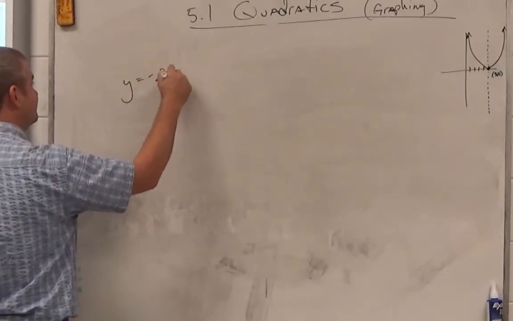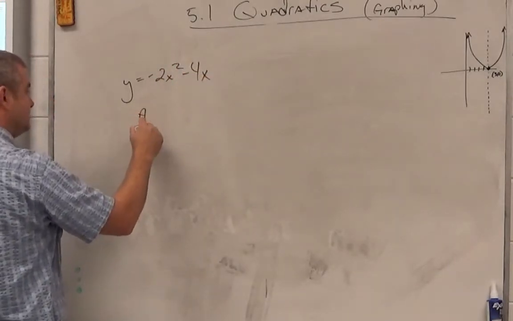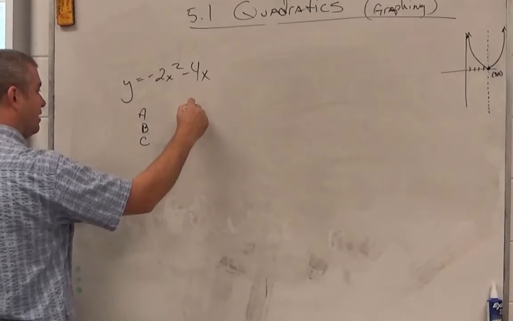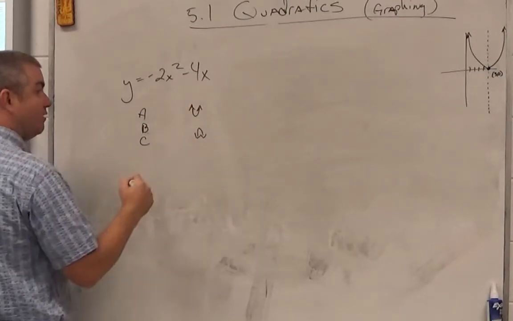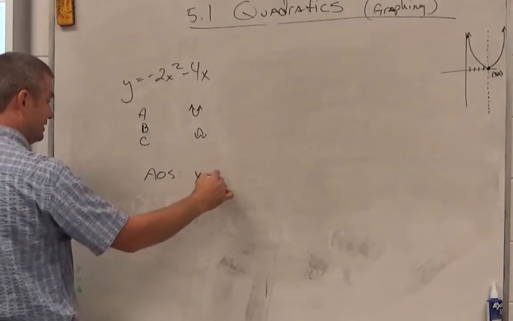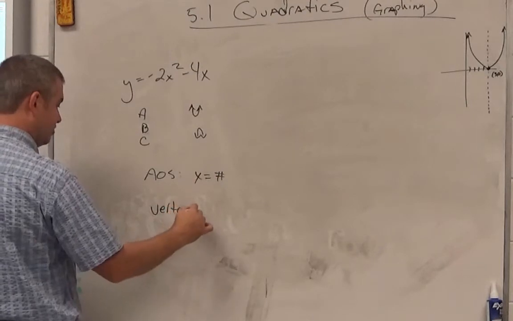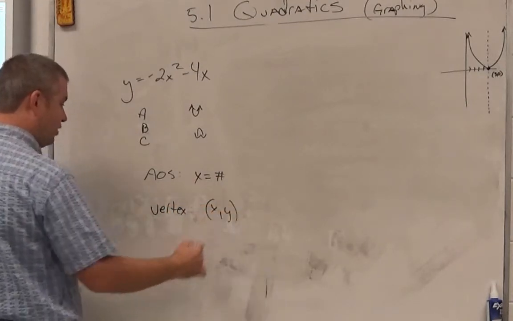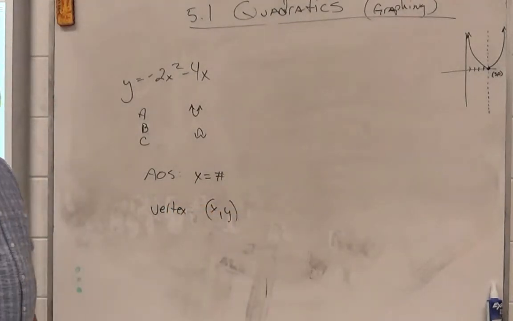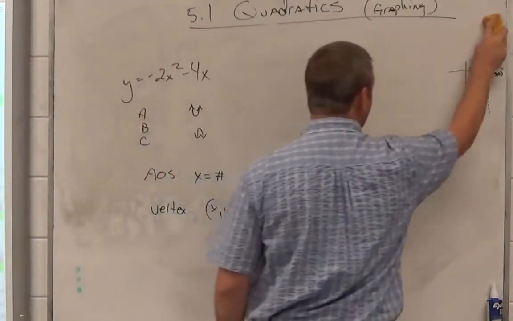Y equals negative 2x squared minus 4x. I want A, B, and C. I want to know if the parabola opens up or if it opens down. I want to know the AOS, which is always X equals a number. And then I want to know the vertex. The vertex is always a coordinate like X, Y. Do that one. I don't want to get too far ahead. Do that one and we'll do one more.